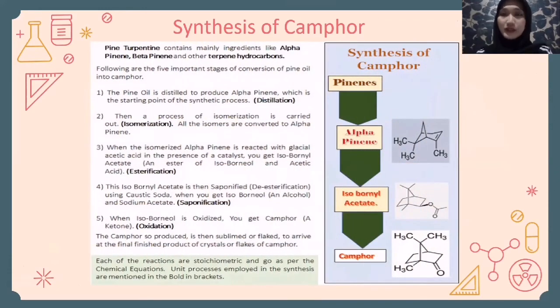Next is the synthesis of camphor. As we can see from the diagram, the synthesis of camphor starts from pinenes, which then produce alpha-pinene, then isobornyl acetate, and the last product is camphor. There are 5 important stages of conversion, starting from distillation, then isomerization, followed by esterification, then saponification, and lastly, of course, oxidation.